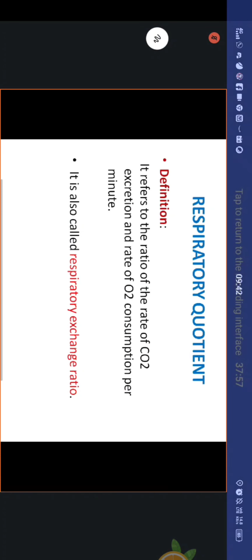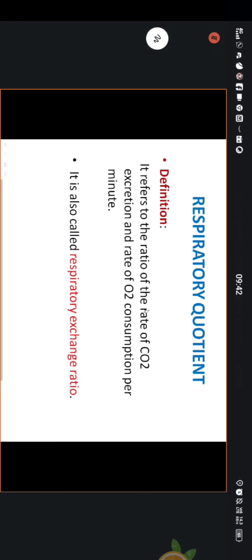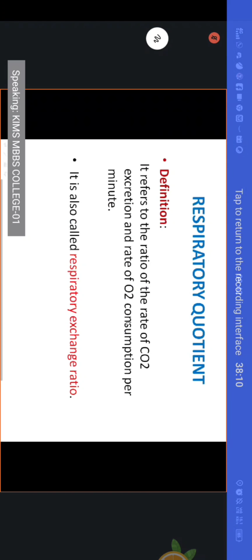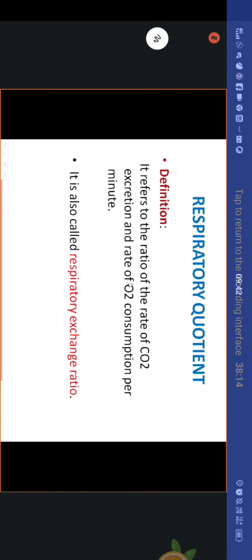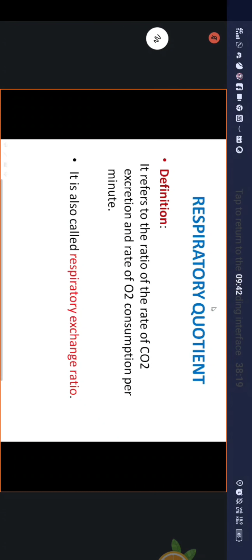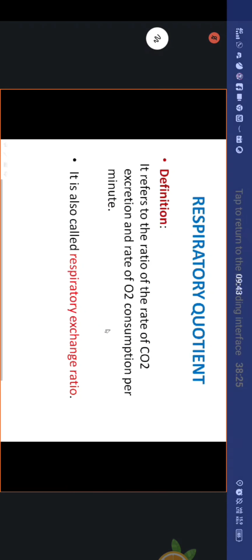So what is respiratory quotient? Respiratory quotient is nothing but a ratio. It is the ratio of the rate of CO2 excretion and the rate of oxygen consumption per minute. That means CO2 excretion divided by oxygen consumption per minute. Respiratory quotient is also known as respiratory exchange ratio or simply RQ. RQ means respiratory quotient.